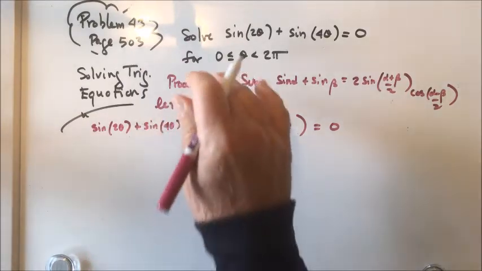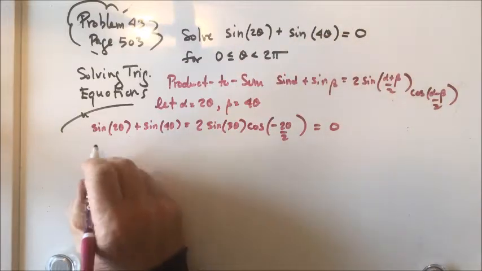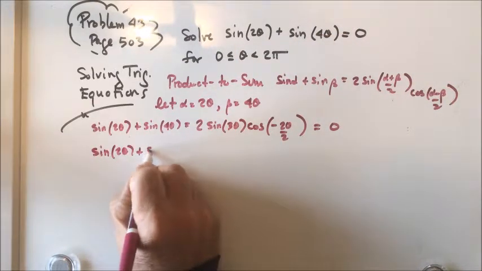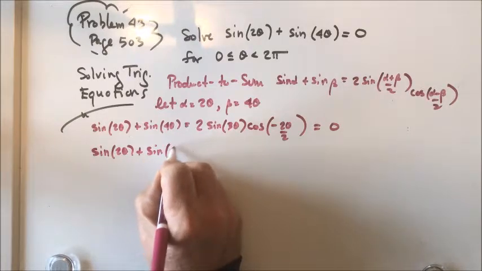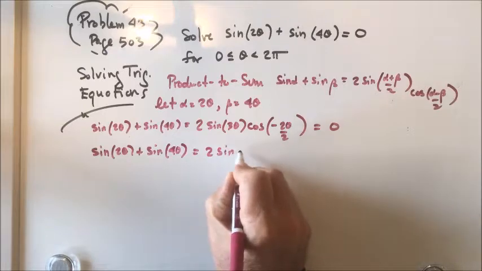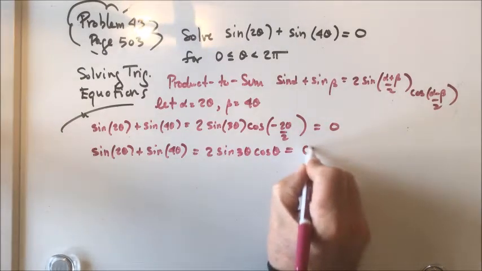So by using the sum to product identity, we've turned this equation, sine of 2 theta plus sine of 4 theta, into 2 sine 3 theta times the cosine of theta equals 0.